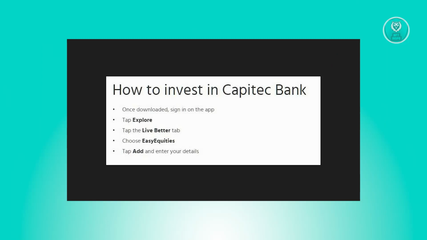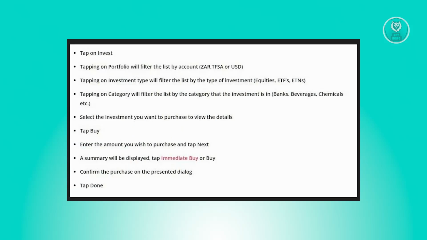So first thing you need to do here is you need to download the Capitec mobile application. Now after downloading, log in into the application and navigate to the Explore section. Now from there, select the Live Better tab and opt for Easy Equities. Now from there, click on Add and input your details, and from there tap Invest.